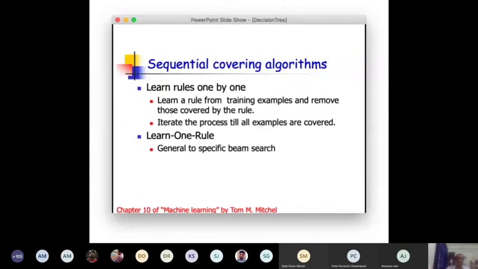Now there is an algorithm which is called the general to specific beam search algorithm. So it starts with the most general rule. Can you tell me what kind of rule is most general in this context? The if-then clause I mentioned, which will cover all instances in the space.